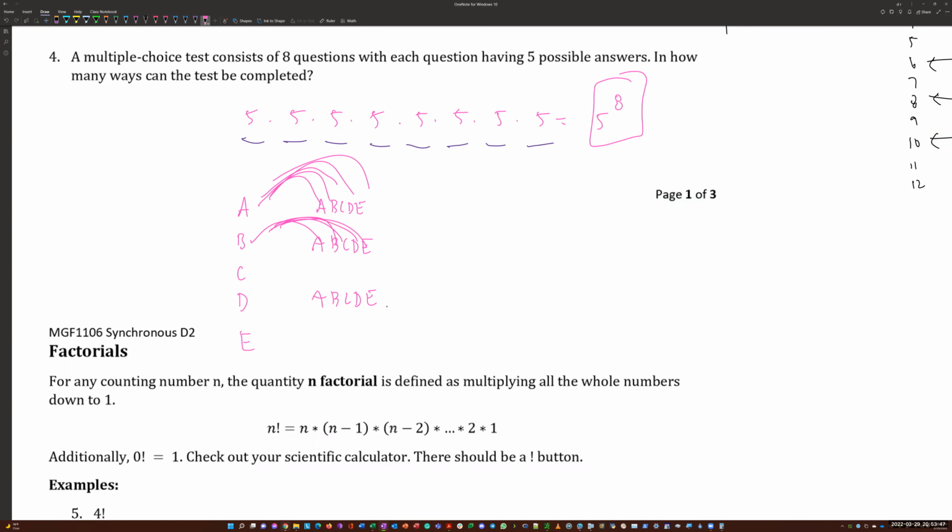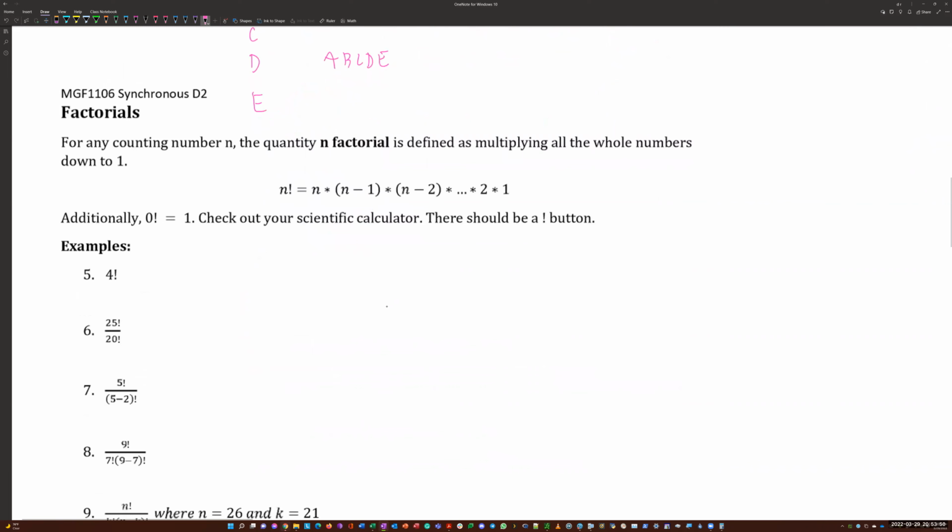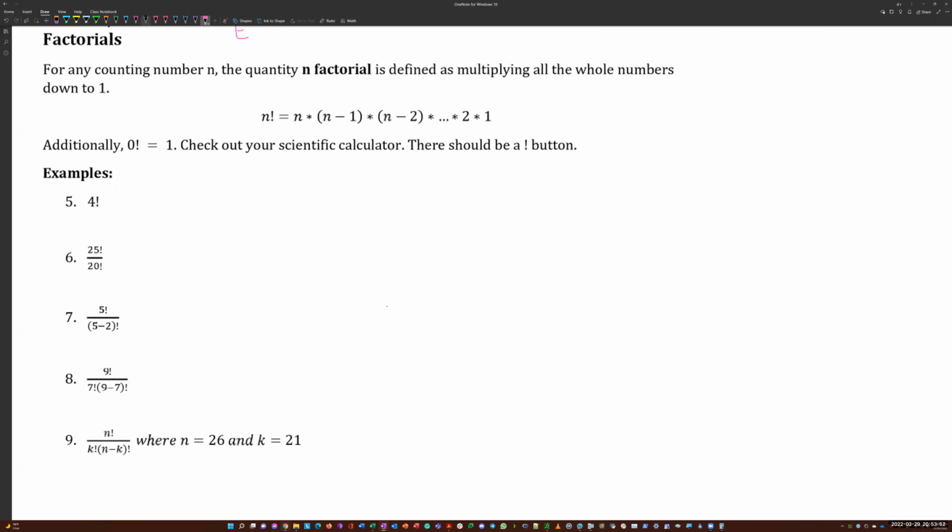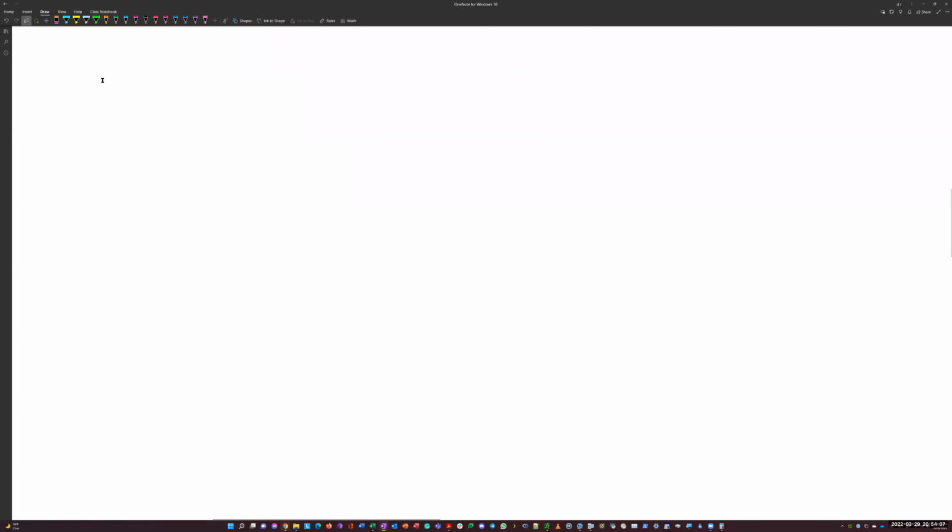Anybody have any question here? All right, for any counting number, the quantity factorial is defined as multiplying all the numbers down till 1. So n factorial is equal to n times n minus 1 times n minus 2 times and so on, down to 2. N factorial means the number of ways to arrange n distinct items. Distinct, all I mean by that is distinguishable.